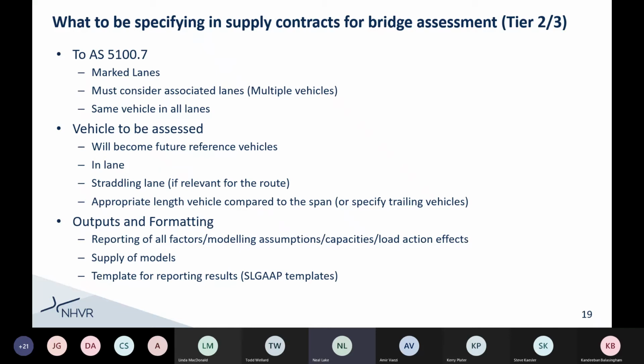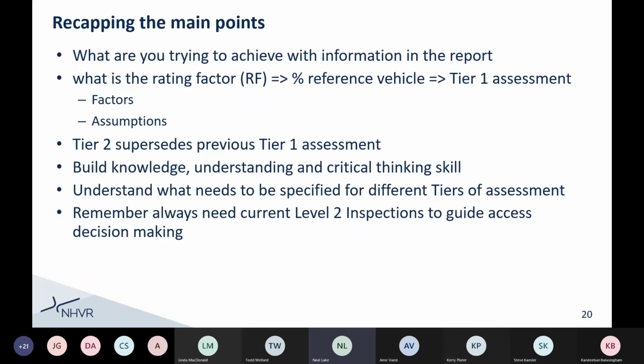A good way to deal with the outputs is to use templates. There have been templates developed as part of the Strategic Local Government Asset Assessment Program, and I'll take you through one of those in just a moment. We are running out of time, so I'll quickly recap the main points and then show you quickly what that Tier 2 results sheet looks like.